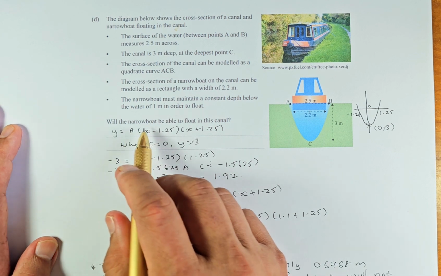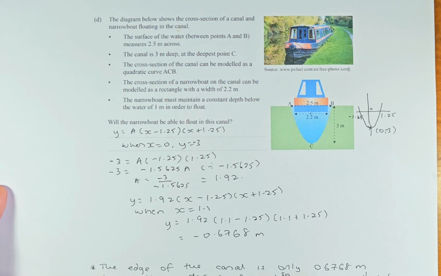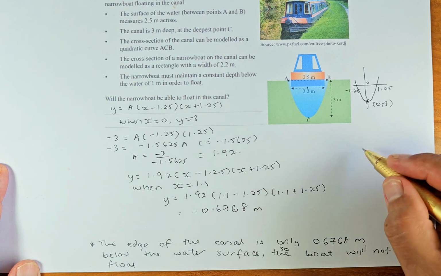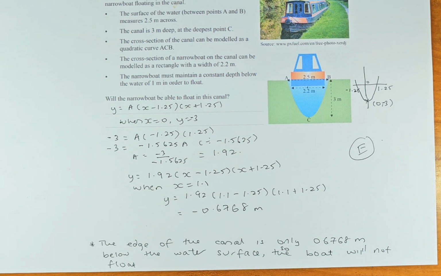You need to answer the question: will the narrow boat be able to float in the canal? The answer is the edge of the canal is only 0.6768 meters below the water surface. So the boat will not be able to float. If you answer that, you'll get an excellent in this paper, and I'll see you in the next one. Cheers everyone, and have a great day.